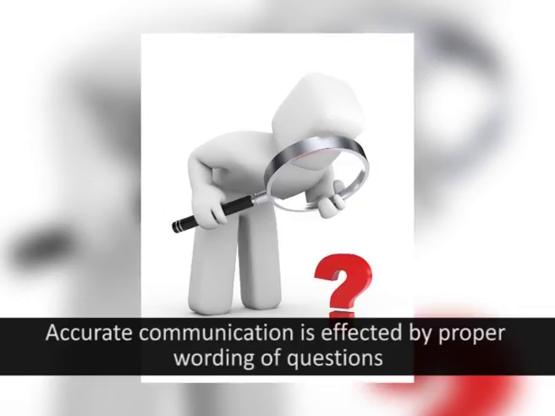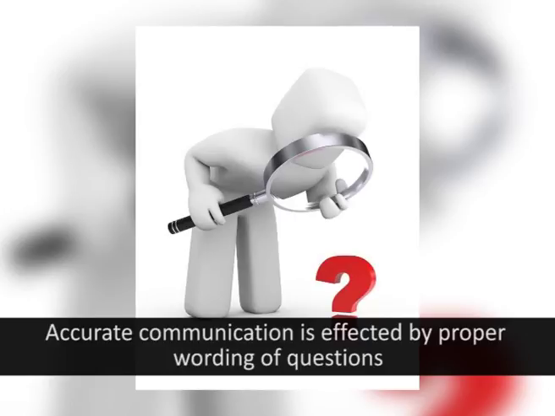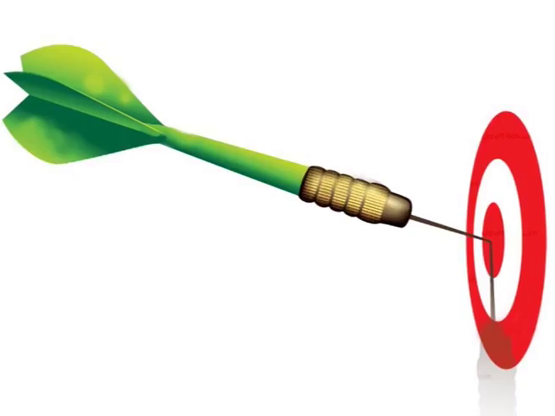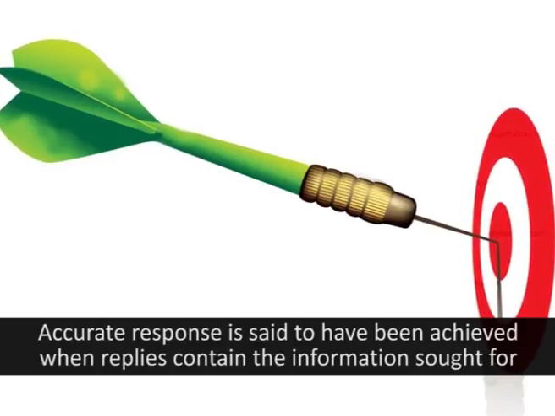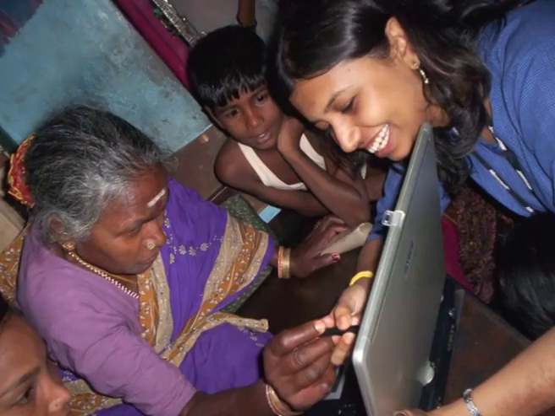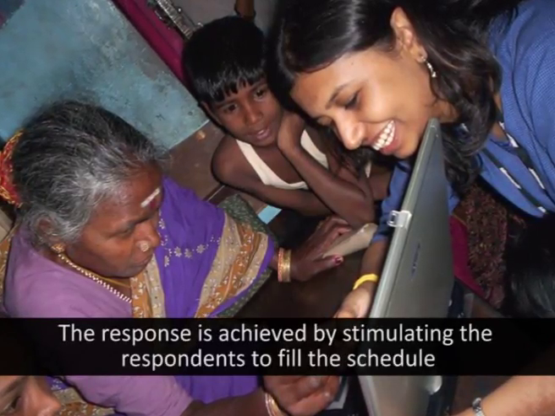To sum up, accurate information and accurate response are the two essential conditions of a good schedule. Accurate communication is effected by proper wording of questions so as to produce the desired sense without any ambiguity. Accurate response is said to have been achieved when replies contain the information sought. The response is achieved by stimulating the respondents to fill the schedule. Besides, the physical structure of the schedule should be attractive.